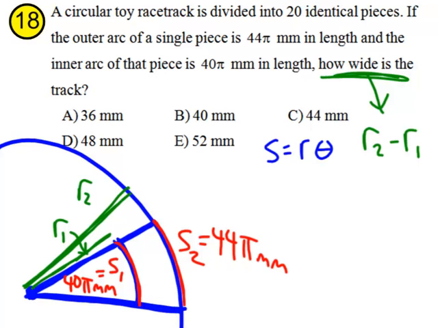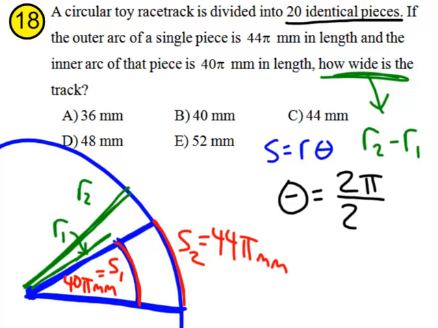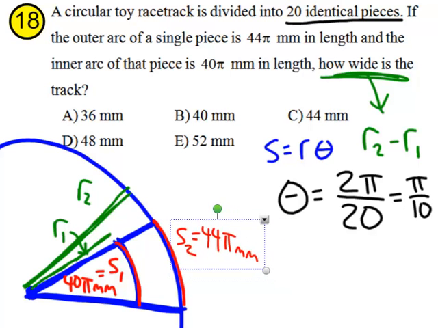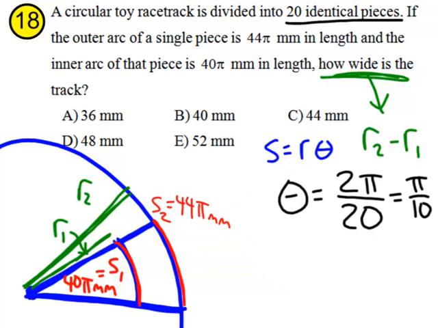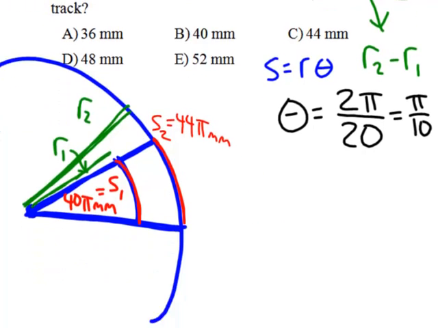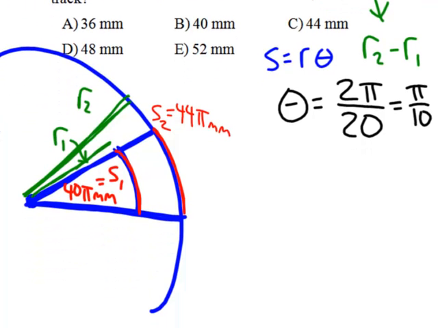S equals R theta. And what is the theta in this case? Well, this track is a whole circle divided into 20 pieces. So that means that theta is the entire 2 pi radians, that represents the entire circle, divided by 20, divided into 20 pieces. I may reduce that to theta equals pi over 10 if I like. And while this may not be totally intuitive to the student who's brand new to this, hopefully we've done enough of this in class or in office hours to kind of make this sound familiar. I'm going to work off what I know.